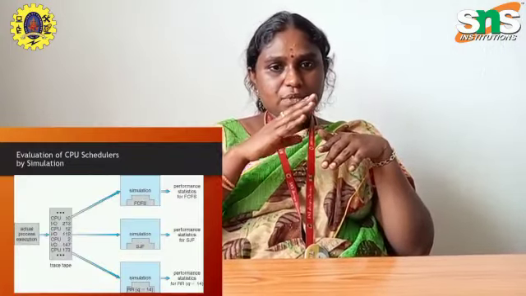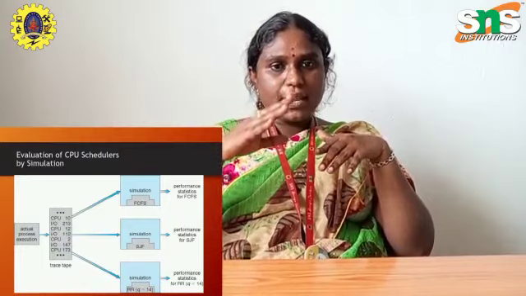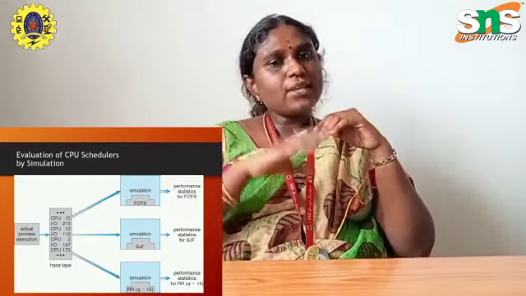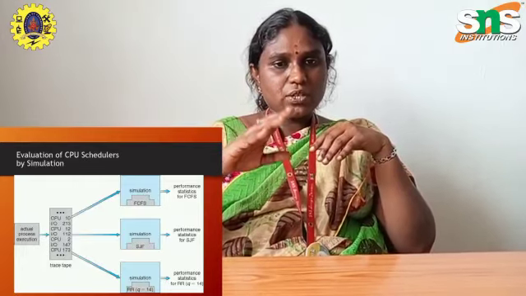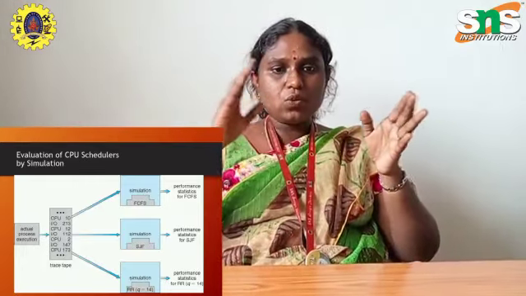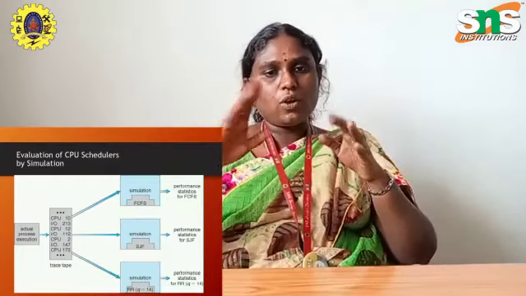Whenever the CPU becomes idle, the operating system must select one of the processes in the ready queue for launch. The selection is done by the short-term scheduler. The scheduler selects among the processes in memory that are ready to launch and assigns the CPU to one of them.